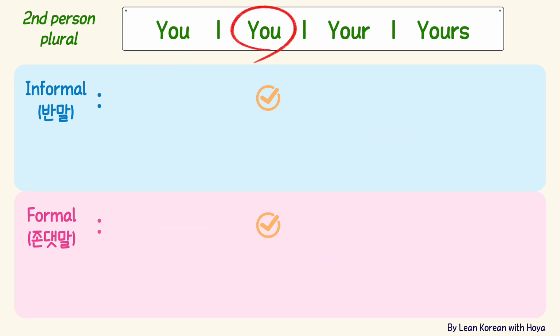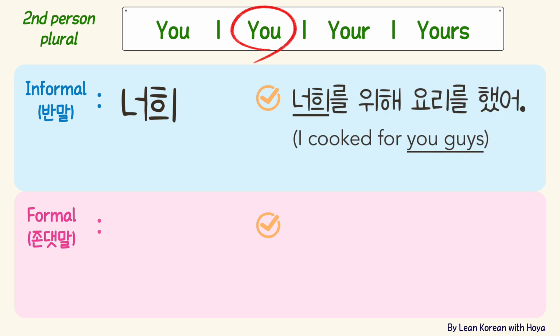The next one is the object pronoun you. The informal version is 너희. I cooked for you guys. 너희를 위해 요리를 했어. The formal version, according to the textbook, is 당신들.